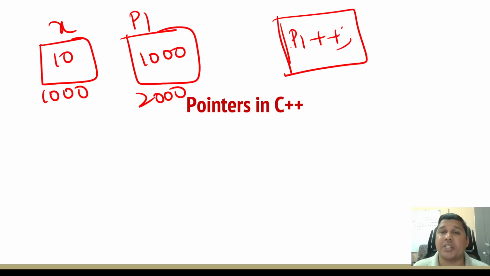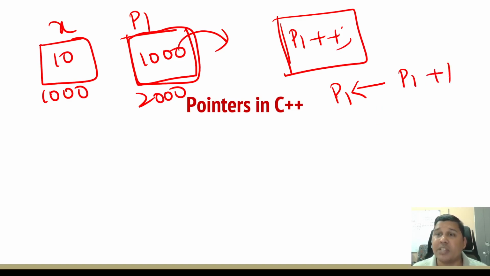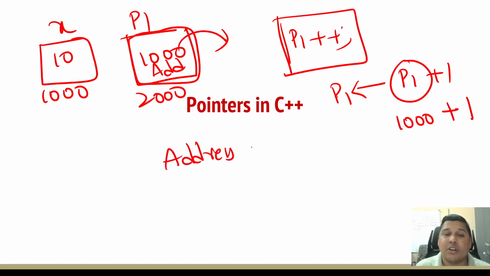What will happen with this p1 plus plus? Whatever content is there inside p1, it will take that. The meaning is p1 plus 1. So what is this p1? p1 is an address. So it is 1000. When you write 1000 plus 1, you're trying to add an address plus a constant. When you do this, it will actually move to the next memory block.